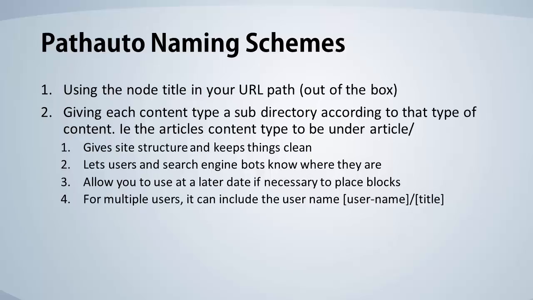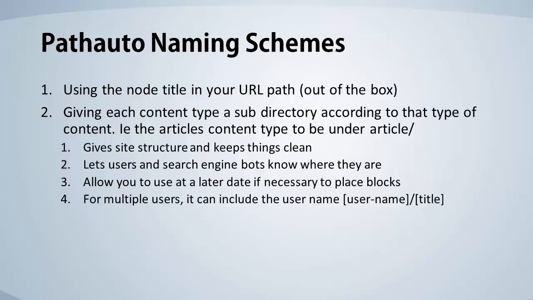My number two recommendation to you is give each content type a subdirectory according to that type of content. For example, give the articles type article/the name of the title. If it's about courses, have it as courses/the name of the title. This really helps to keep your site clean and give it some structure. It lets users and the search engines know where they are on your site. At a later date, if you decide to place blocks, you can place blocks using the URLs.